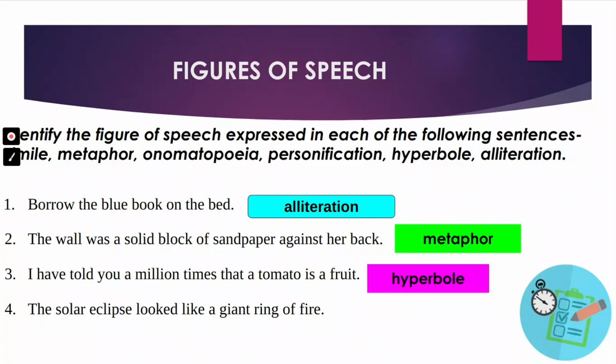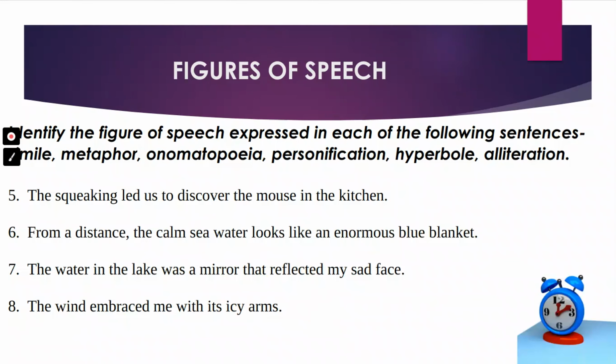Number 4, the solar eclipse looked like a giant ring of fire. There is a comparison here between the solar eclipse and a giant ring of fire. So two things are being compared here. And this comparison is made using the word like. So what figure of speech functions to express a comparison and which depends on the word like to make that comparison? And the answer is the simile. Very good. So we're halfway through the exercise. Let's move on to our final 4 items.